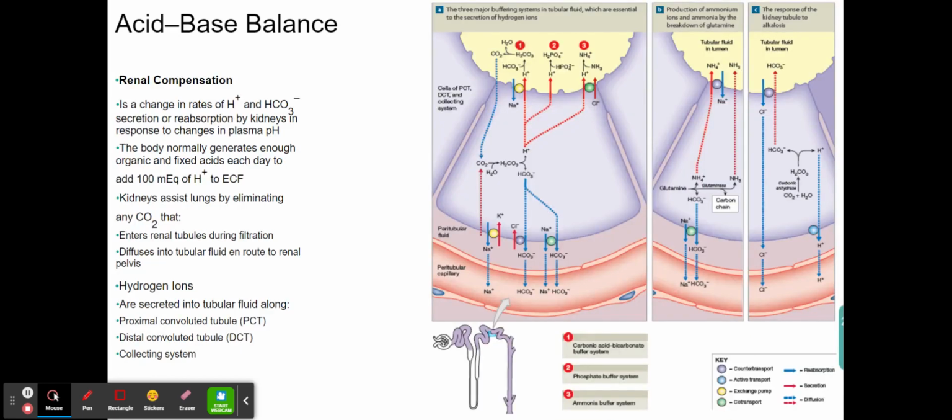Renal compensation is a change in the rates of hydrogen and bicarbonate secretion or reabsorption by the kidneys in response to changes in plasma pH.